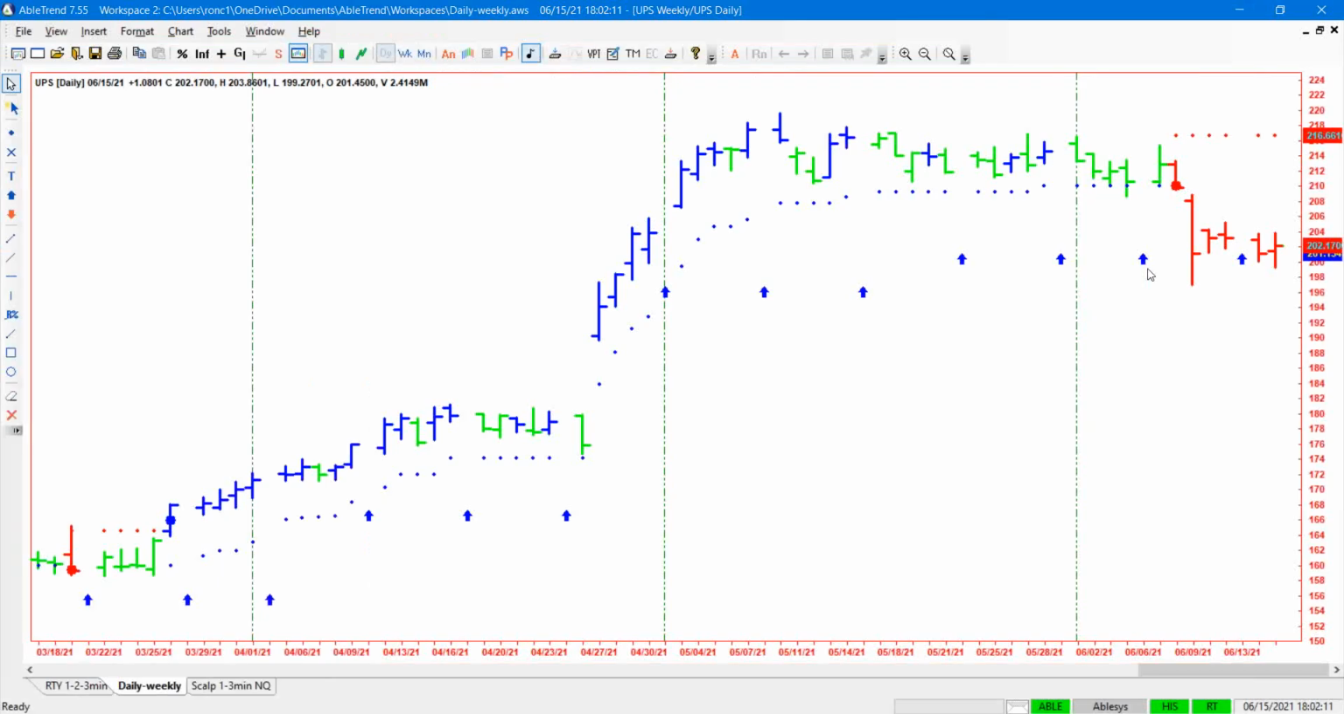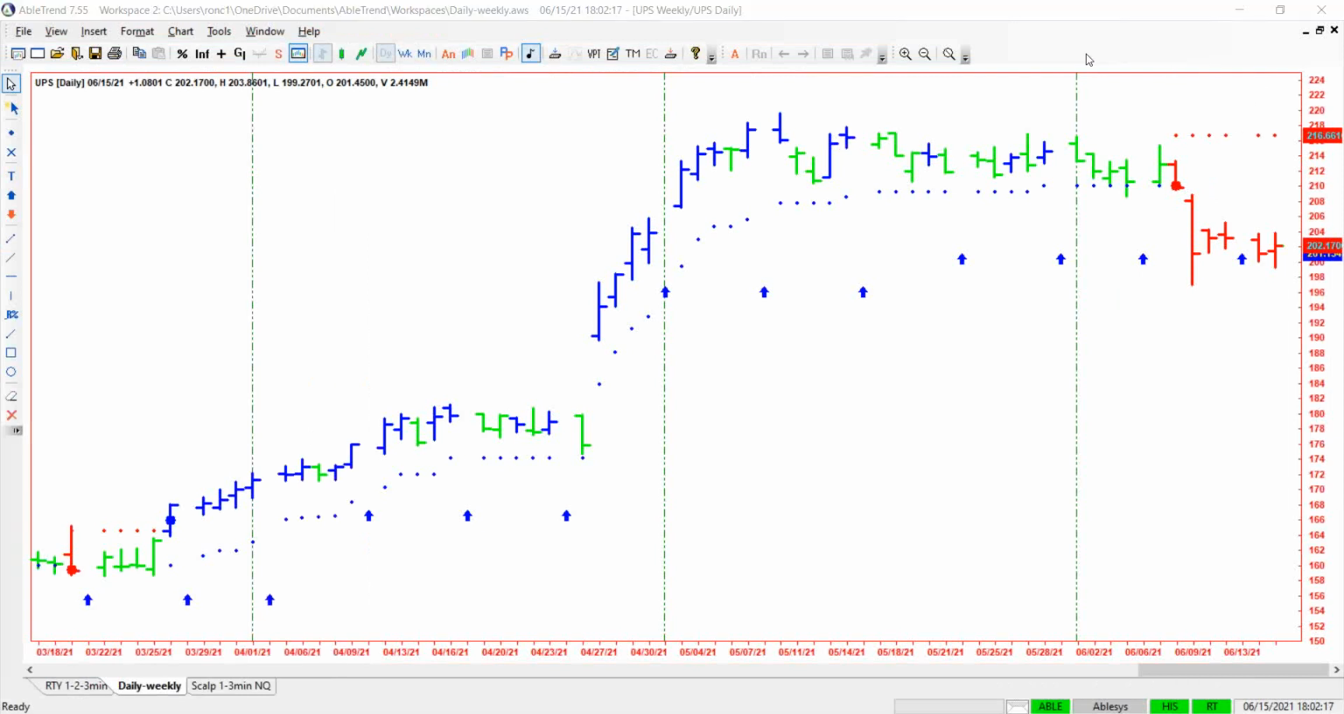Nobody in the world can stay out of 100% of the chop. That'd be a perfect system. I wish, but that's not possible. But we certainly stay out of a bunch of that.